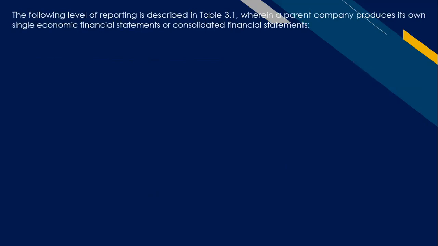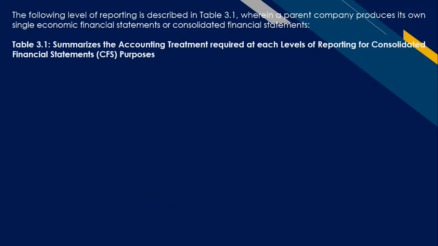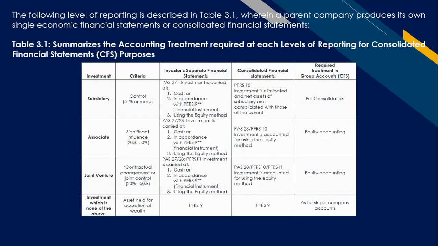Okay, now the following level of reporting is described in Table 3-1, wherein a parent company produces its own single economic financial statements or consolidated financial statements. Table 3-1 summarizes the accounting treatment required at each level of reporting for consolidated financial statements purposes. So we have now the type of investment. Then we have the criteria. Investor's separate financial statements, consolidated financial statements, and required treatment in group accounts. So we have now your consolidated financial statements.